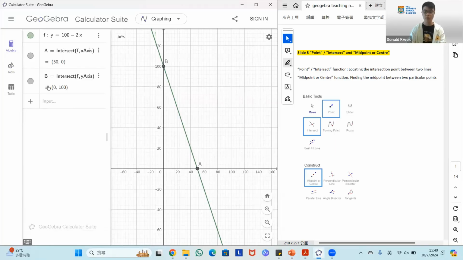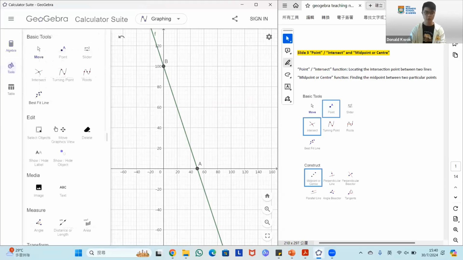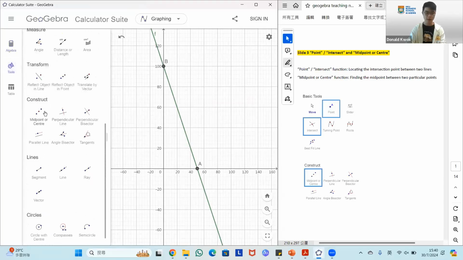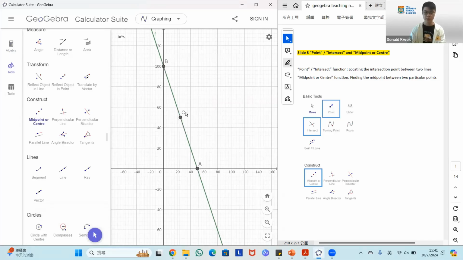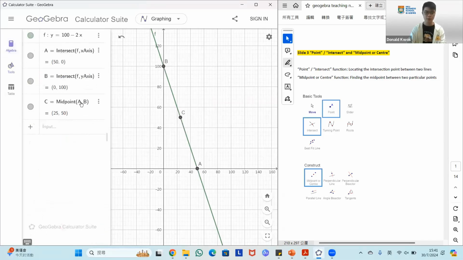Additionally, if we wish to find the midpoint of two particular points, then the midpoint or center function will be useful. So click Tools, scroll down and find something called midpoint or center under Construct. Just click the 2 points on the plane to obtain the corresponding midpoint. And as you can see, point C will be the midpoint of AB. The coordinates are also shown on the algebra panel here.